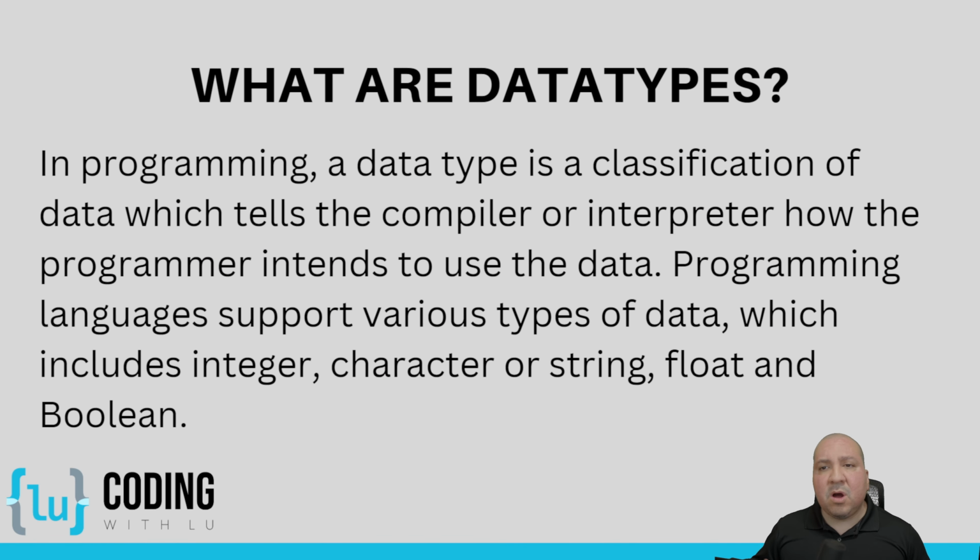So again, guys, what are data types? In programming, a data type is a classification of data which tells the compiler or interpreter, because we're dealing with an interpreter here in Python, how the programmer intends to use the data. Programming languages support various data types, which include integers, characters, strings, floats, and booleans, right? Python, as we discussed before, is a dynamic language, which means it's going to determine what the data type should be.